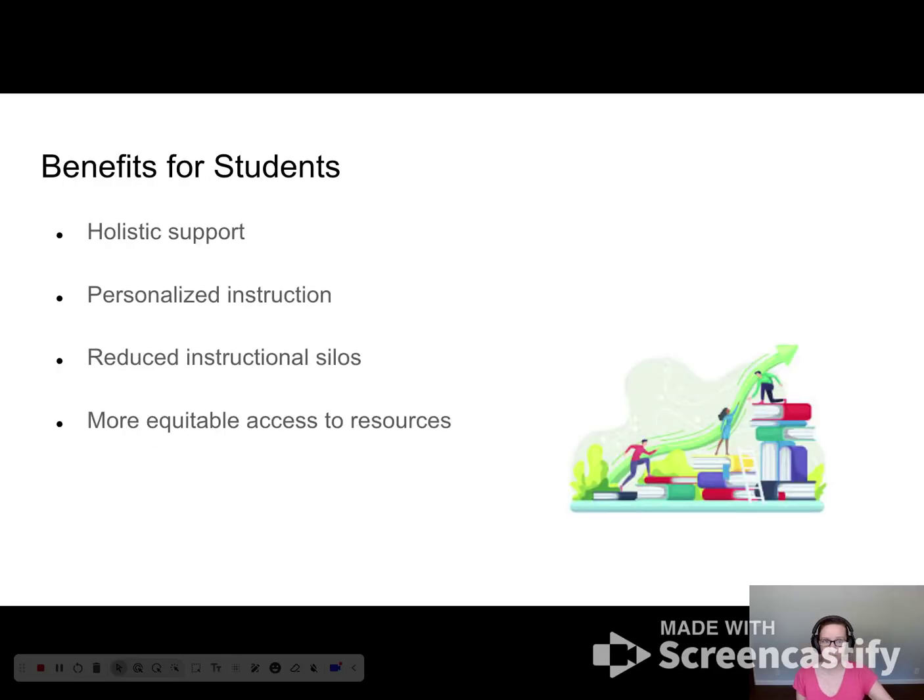What are the benefits for students? When teachers collaborate with specialists and other staff, students benefit from instruction that is better coordinated and more responsive to their individual needs. We're thinking about equity and access. We're thinking about personalized instruction. We're wanting to make sure that students are getting the best that they can.